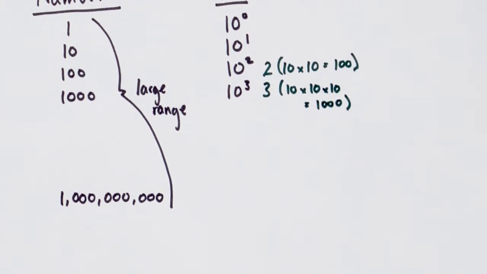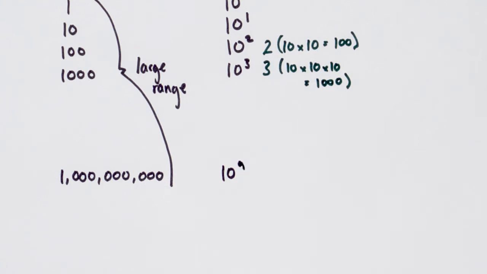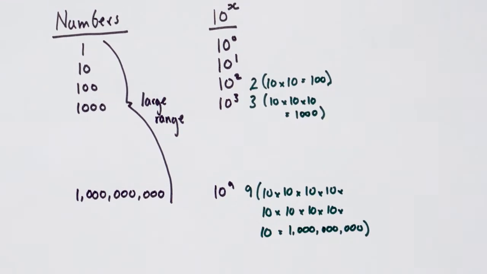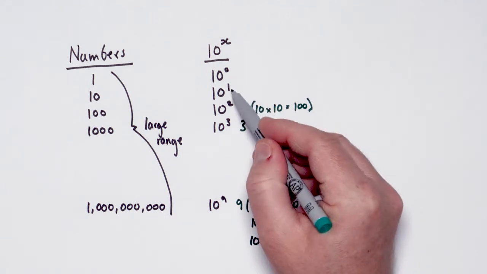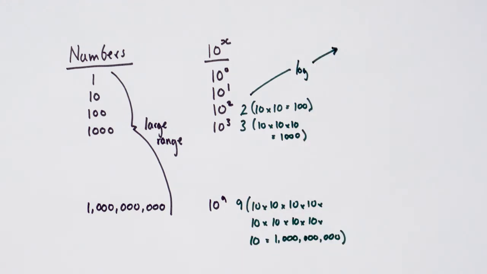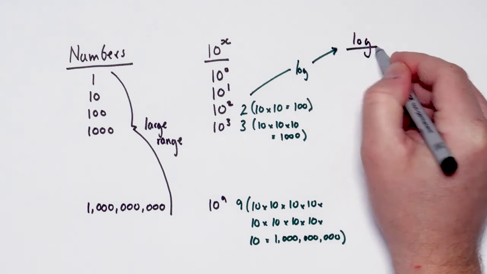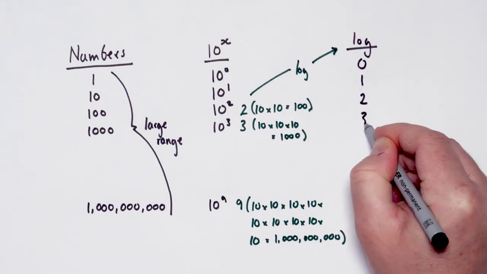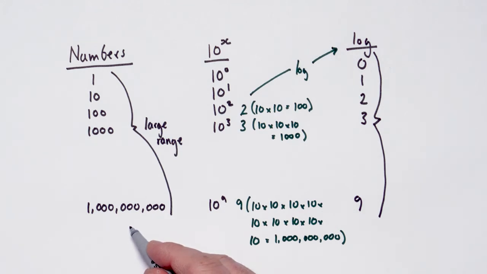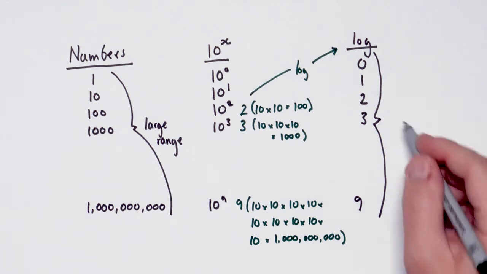And we can take this rule right up to 1,000,000,000. How many tens would I need to make 1,000,000,000? Well, the answer is 9. Because you need 9 tens to make 1,000,000,000: 10 times 10 times 10 times 10 times 10 times 10 times 10 times 10 times 10 equals 1,000,000,000. So by looking at these numbers in terms of another number, the number 10, we produce a third number. This 0, 1, 2, 3 up to 9 is called a log. The log numbers are 0, 1, 2, 3 up to 9. We've taken a very large range, 1 to 1,000,000,000, and by looking at it in terms of another number, the number 10, we've made a much smaller range.